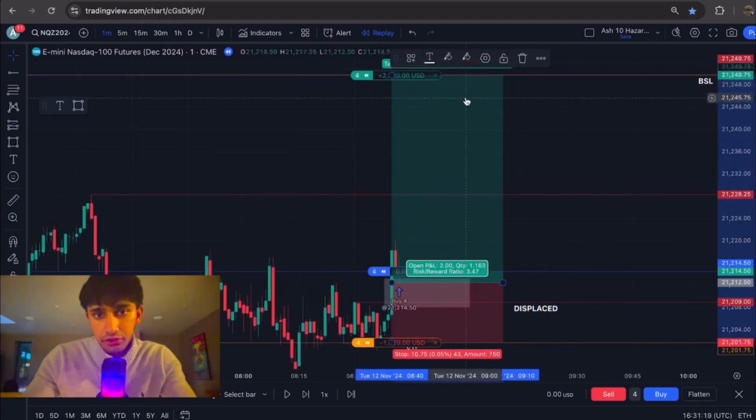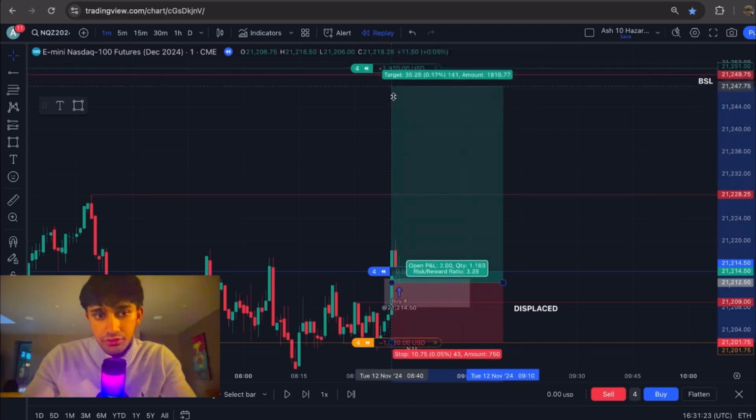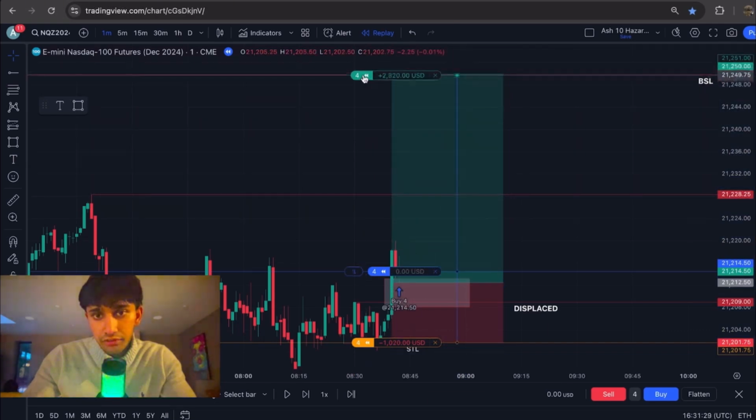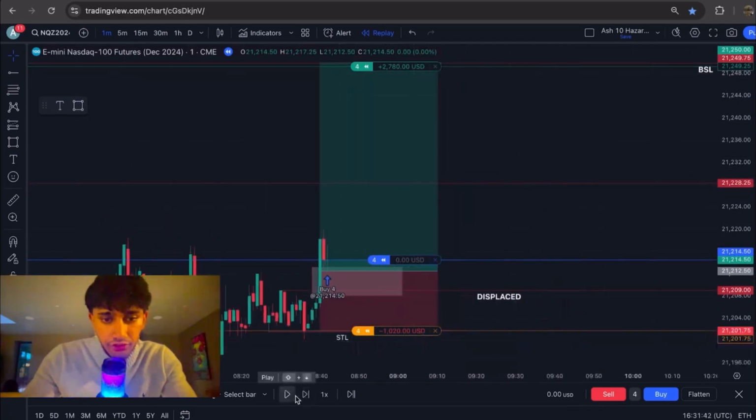So we're going to be taking off half position at 15 points if we get there. And usually the first TP for New York session is around 25 points anyway. So let's see how this trade goes.